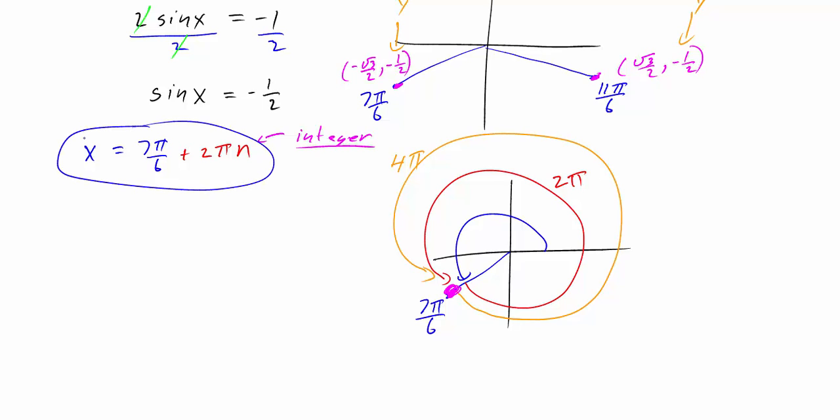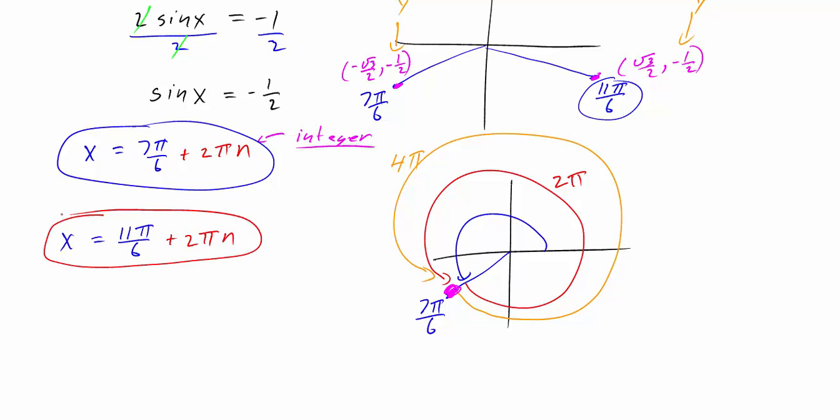And the same thing is going to be true over here for the 11 pi over 6. If we let x equal 11 pi over 6, once again, we could add on a multiple of 2 pi. So we're just going to simply add on 2 pi n. So there's the two answers, or really an infinite number of answers: 7 pi over 6 plus 2 pi n and 11 pi over 6 plus 2 pi n.